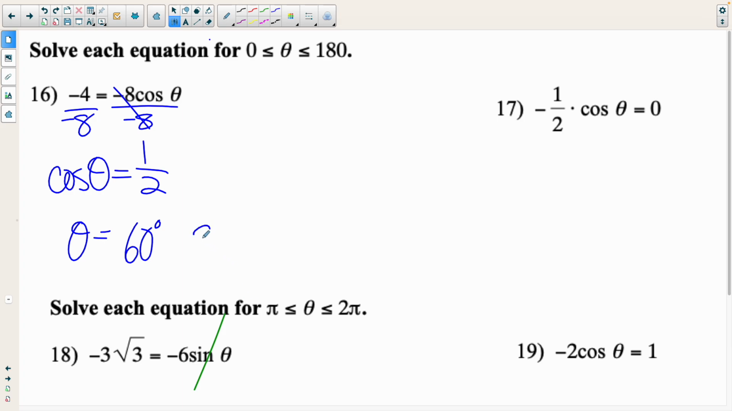That's why it's a good idea, like say you did this just by looking and you forgot, go back and plug them into your constraint. Is 60 between 0 and 180? It is, so you likely got that one right.